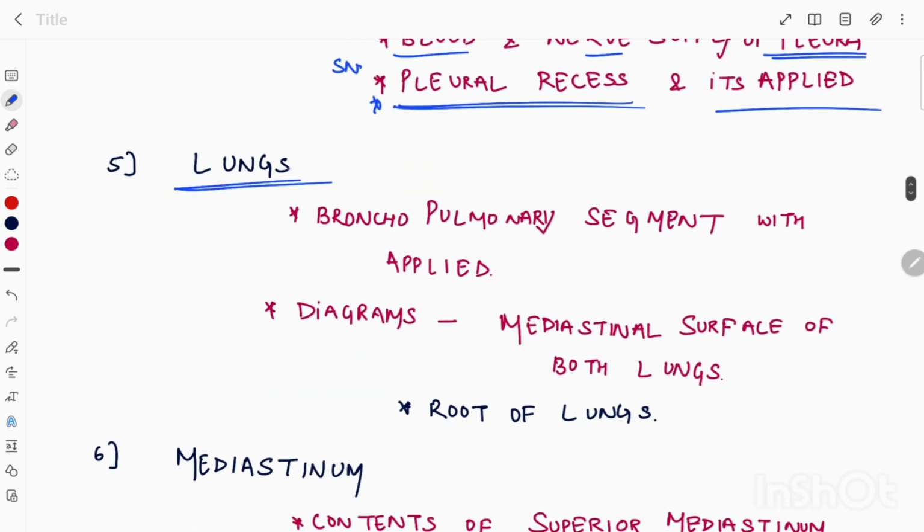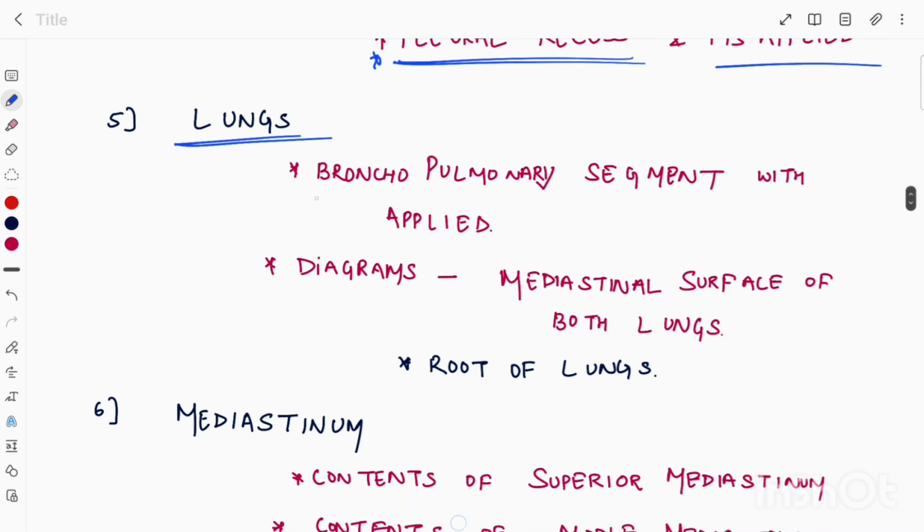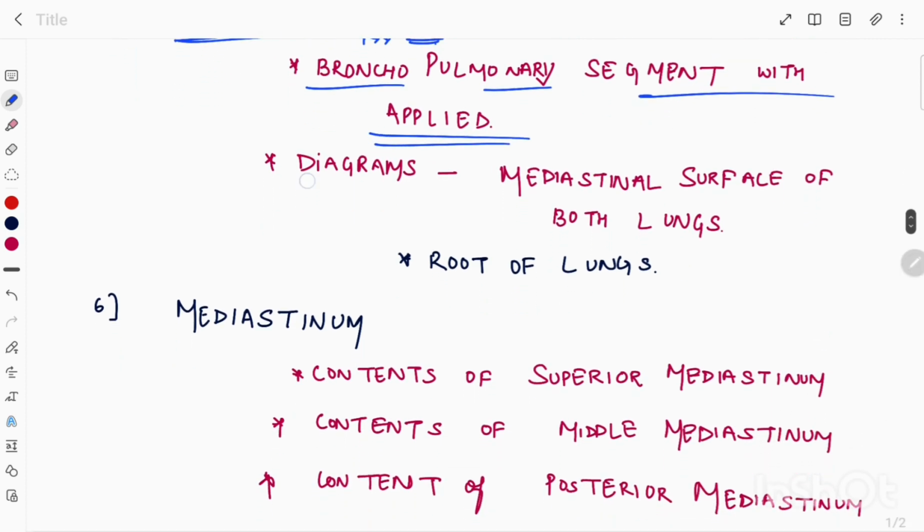If we see the lungs, no direct question comes on the lung like describe the right lung or left lung. Instead, a question comes on the bronchopulmonary segments of both lungs, and they're applied also. So it's a very important question, bronchopulmonary segments. A short note very easily can come, and you have to make a diagram of the bronchopulmonary segments. Then there are two diagrams given in BDC and all the books, that is the mediastinal surface of the right and left lung. Those diagrams are very important. A 5-mark question can very easily come to draw the diagrams.